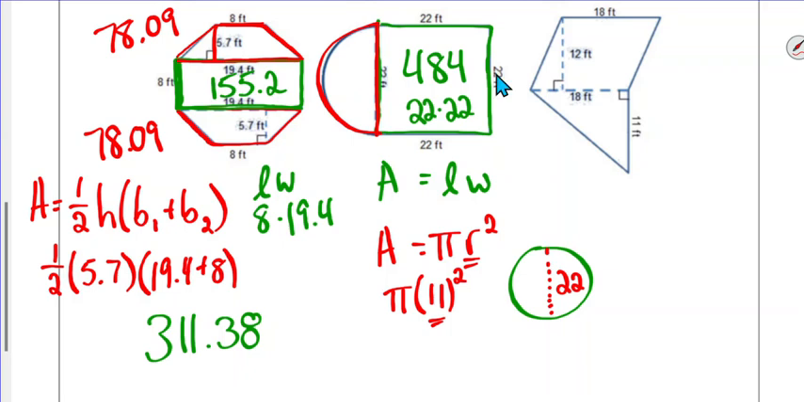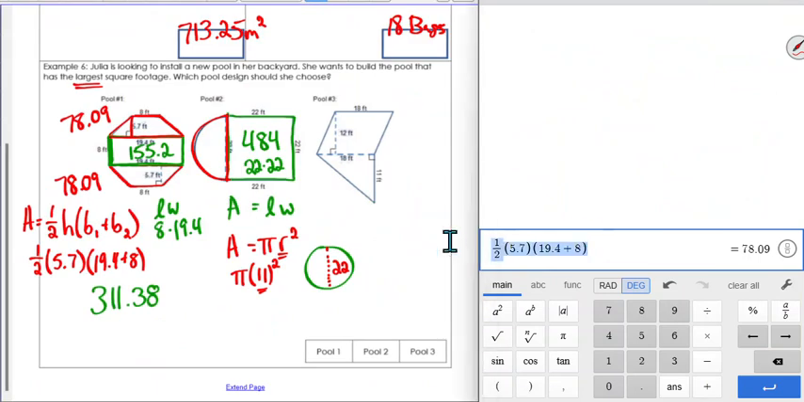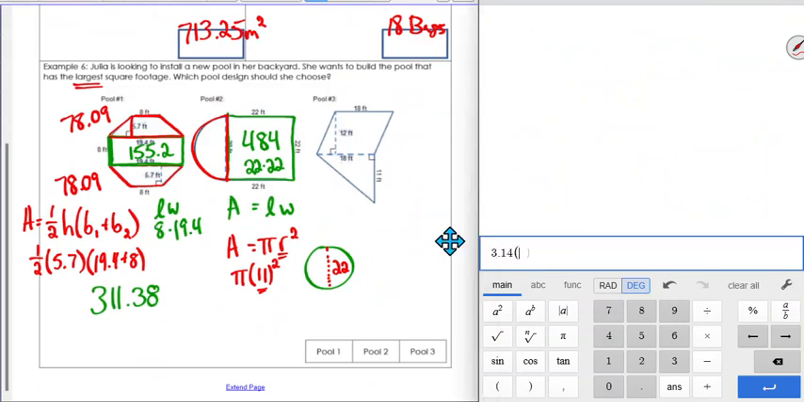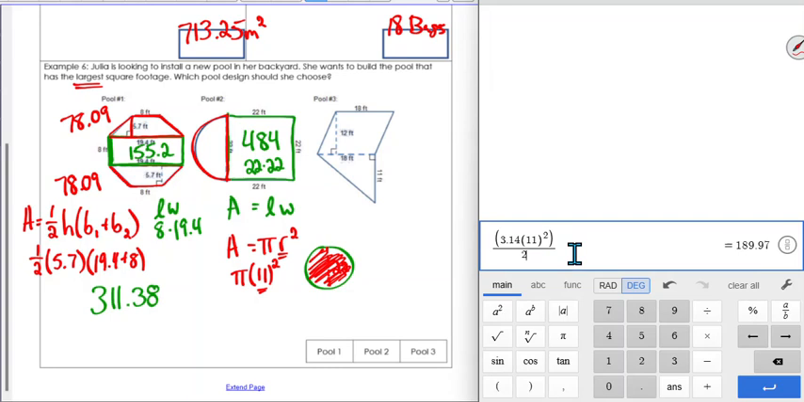Actually, let me show that. 3.14 times 11 squared. That's the full area of that circle, if I had that entire circle. I don't. I only have the left half. So we're going to take that whole number and divide it by 2. Find out that the area of that half circle is 189.97. So the full area of that shape is much bigger. That's 673.97. So far pool number 2 is much bigger. So far that one's winning.